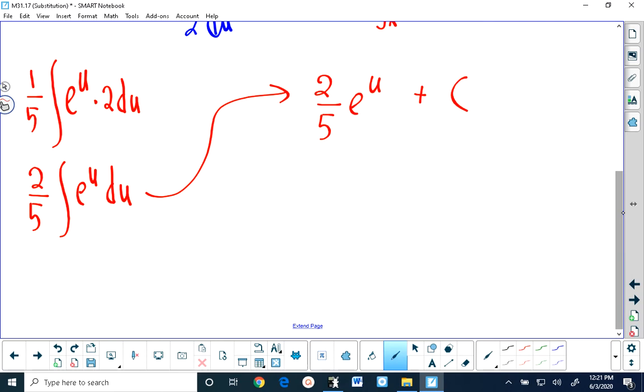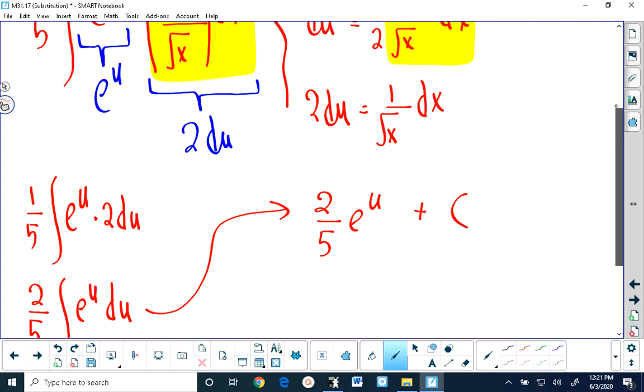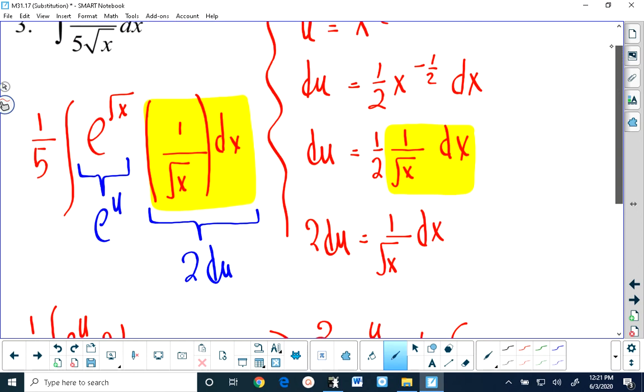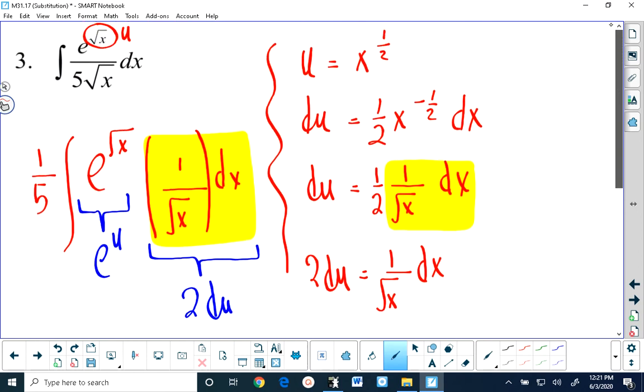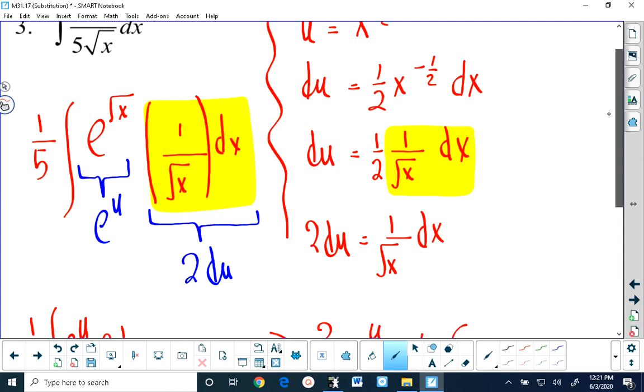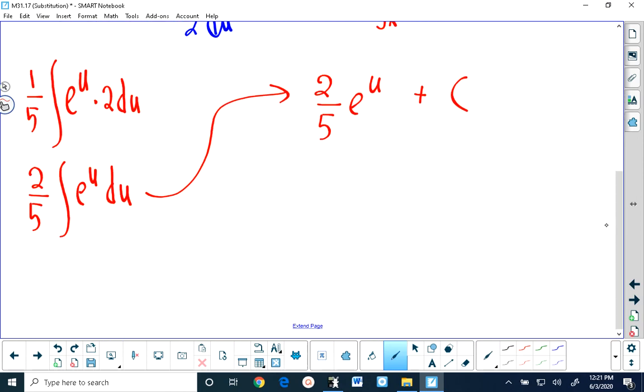And now we go back to the beginning and we say, well, what was e to the u? E to the u would be e to the root x, because root x was u. So we get 2/5 e to the x to the half. And if you differentiate 2/5 e to the x to the half, well, let's do it and find out what we get.